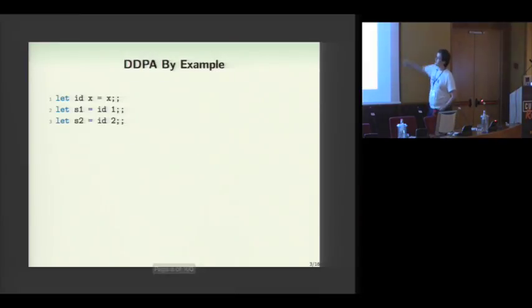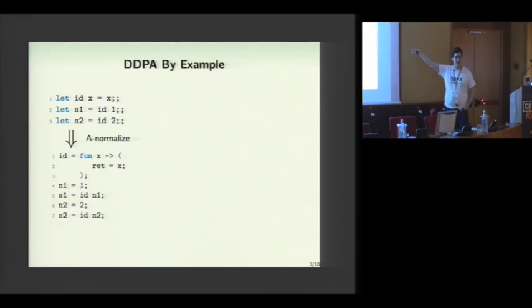So I'm going to start by example. I'm going to go through this little simple OCaml-like program, just calling the identity function twice. The first step, just to make the presentation a little more straightforward, and because it makes the algebra easier in the analysis, is to A-normalize that code. So this is just an A-normalized version of the code above.